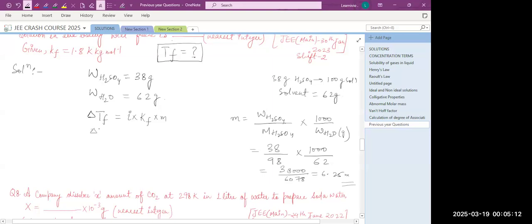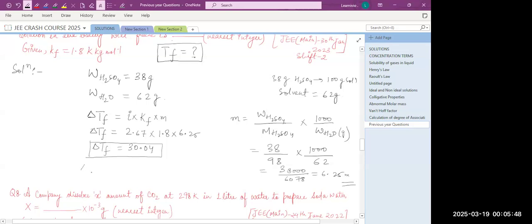Now substitute this value. The depression in freezing point, delta TF, will be i, which is given as 2.67, and your Kf value is also given as 1.8, and we have calculated the molality, which is 6.25. Let's multiply it and you will get 30.04. But this is not your final answer.